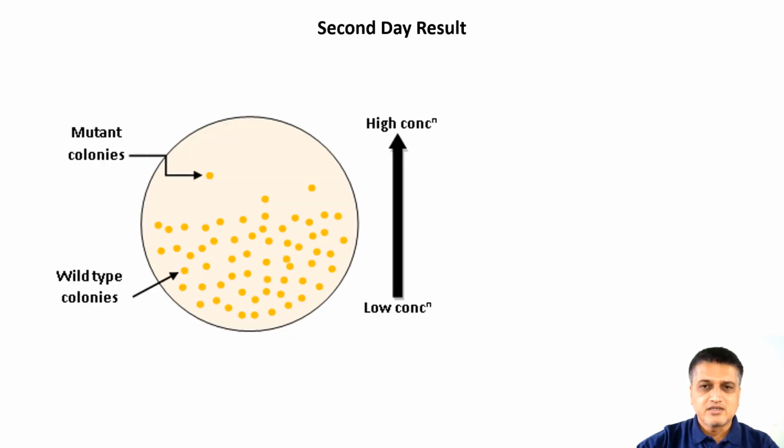On second day, we may get this type of growth pattern. Wild type streptomycin sensitive E. coli colonies will be produced in high number towards low concentration of antibiotic, while very few isolated colonies of streptomycin resistant mutant E. coli may be produced towards high concentration of antibiotic.